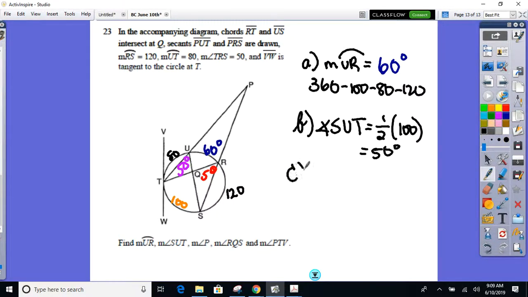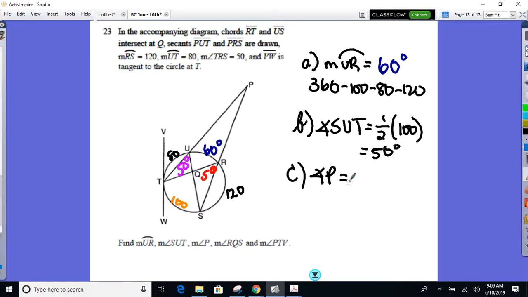Part C is asking me now, angle P. Make this easy on you. Where is angle P located? Outside, discussion should be over if you know your rules. Should be 1/2. Do I subtract or add these arcs? Subtract if it's on the outside.